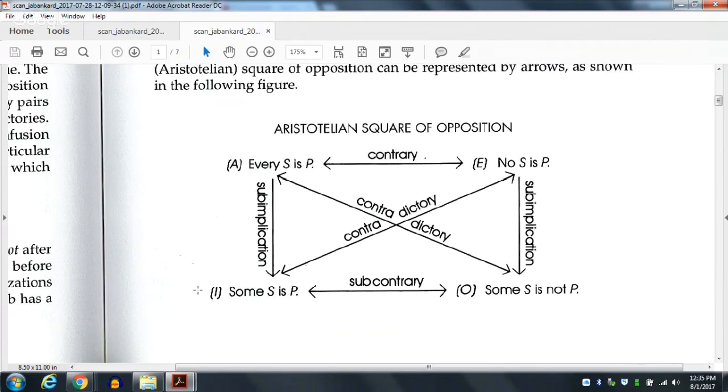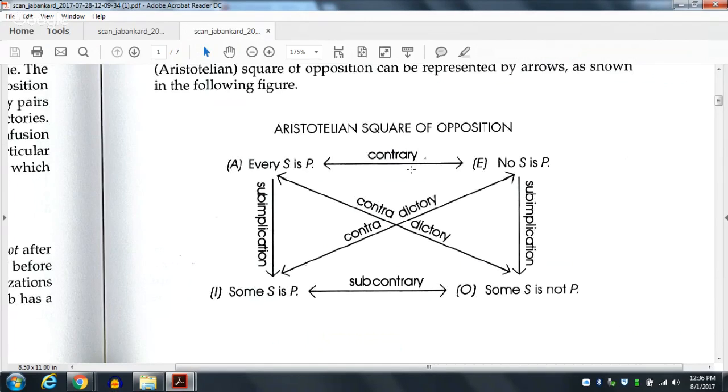The third form is I, down here. Some S is P. So there's some existing S in the world that is also a P. Some cats are friendly, right? Some S is P. That's an I claim. The O claim is the fourth and final claim. Some S is not P. Some cats are not friendly. Some cats are not black, right? There's some existing S that is not a P.